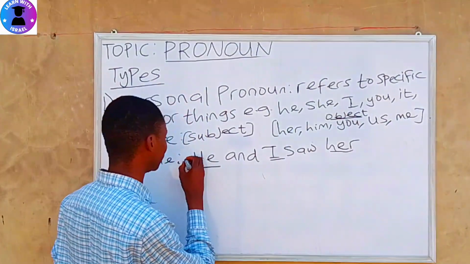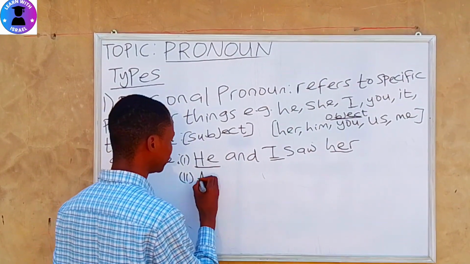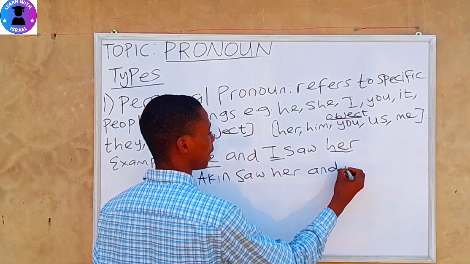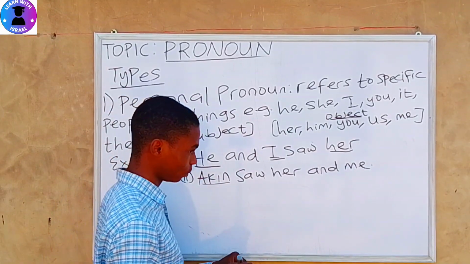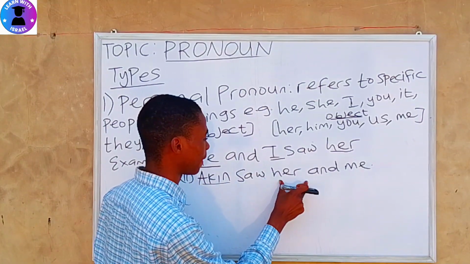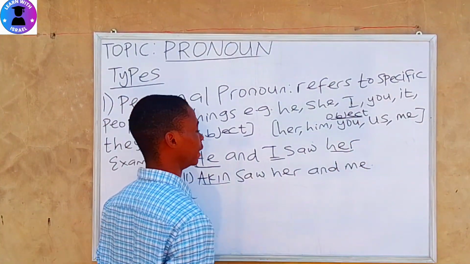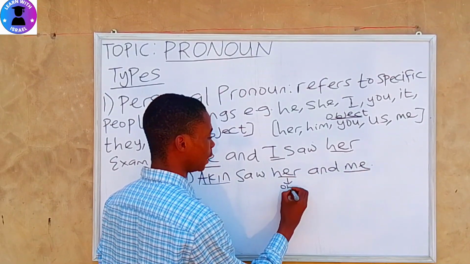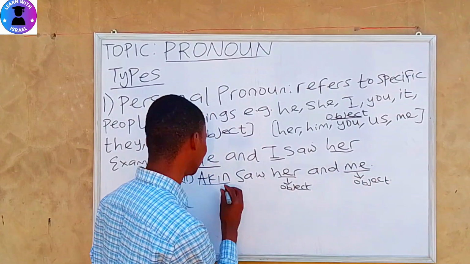So let me write out another example. Akin saw her and me. Akin saw her and me. Akin is a noun. I hope you know that. Saw is a verb linking Akin and her. And is a conjunction, and me is a pronoun used for object. Her is also used for object. Me is also used for object. While Akin is the noun.